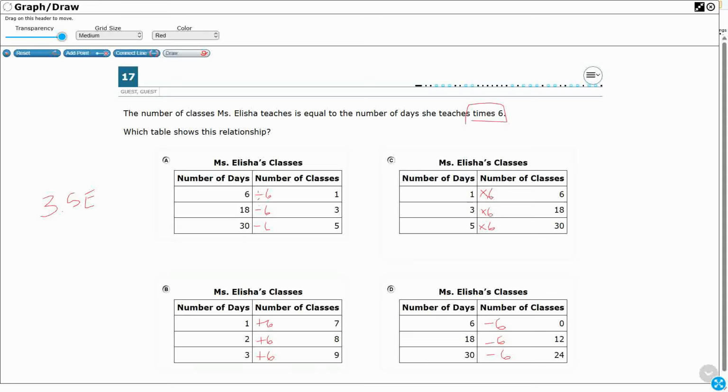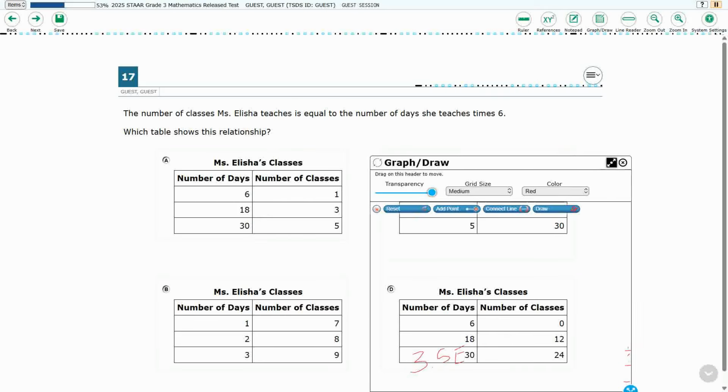The number of classes, so I'm going to say classes is equal to, so let's put that right there, the number of days times 6. Now, the way it's given to us is actually kind of reversed, right? So if we wanted to flip that around, we could also say days times 6 equals classes. And so we see that that matches up with exactly what's happening right here. Days times 6 equals classes. So our answer here is C.